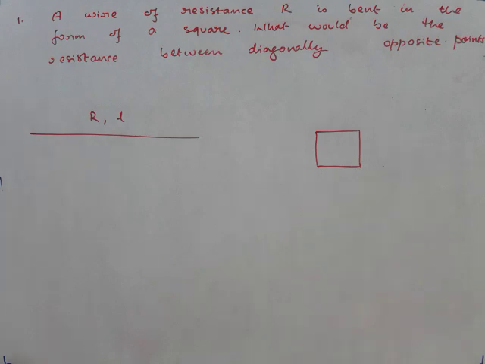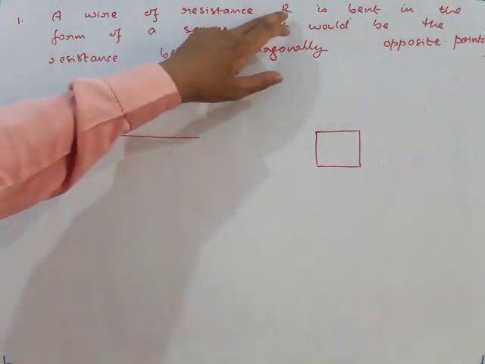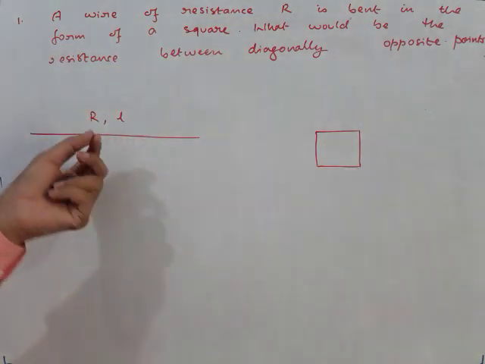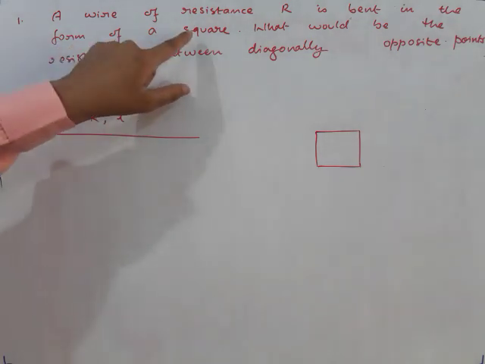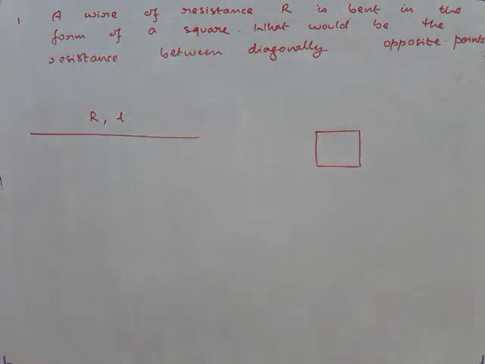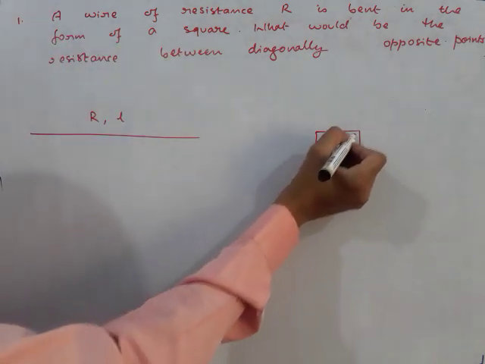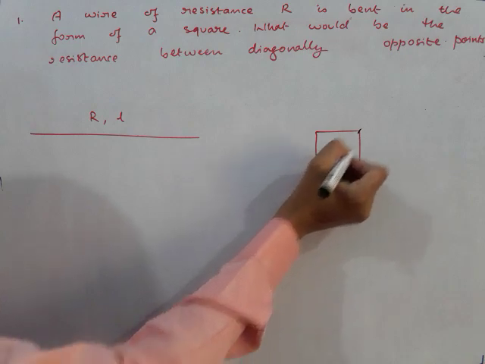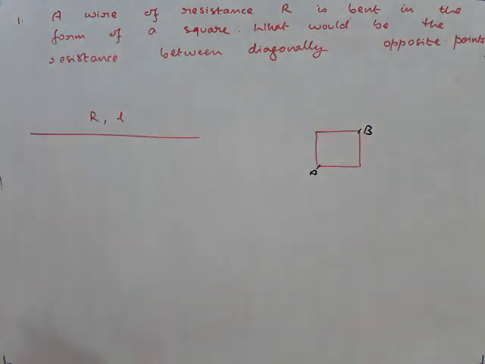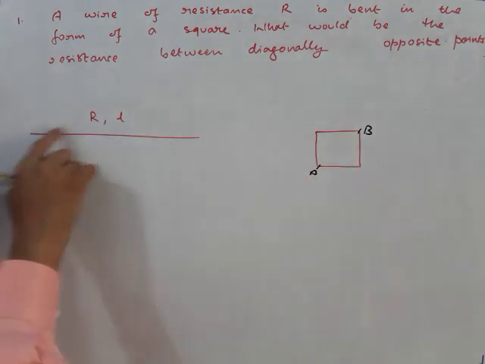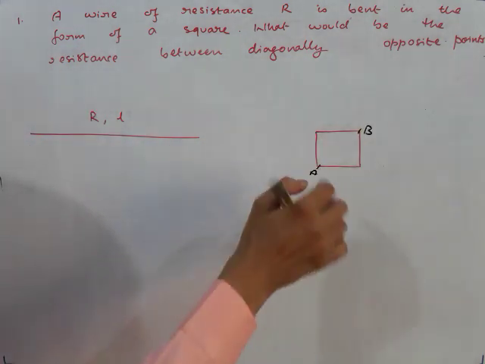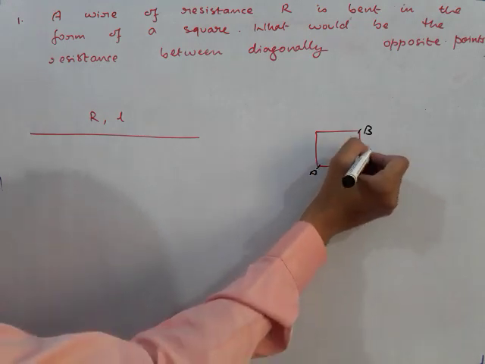Let's see another interesting question based on this. Similar question. A wire of resistance capital R. So this is a wire whose length is say L, resistance is R. Now it is bent in the form of a square. What would be the resistance between diagonally opposite points? I will choose 2 points. Between these 2 points, what is the resistance that we have to find? Now tell me, what will be the length of each side? The total length was L. There are 4 sides. So each length will be L by 4.